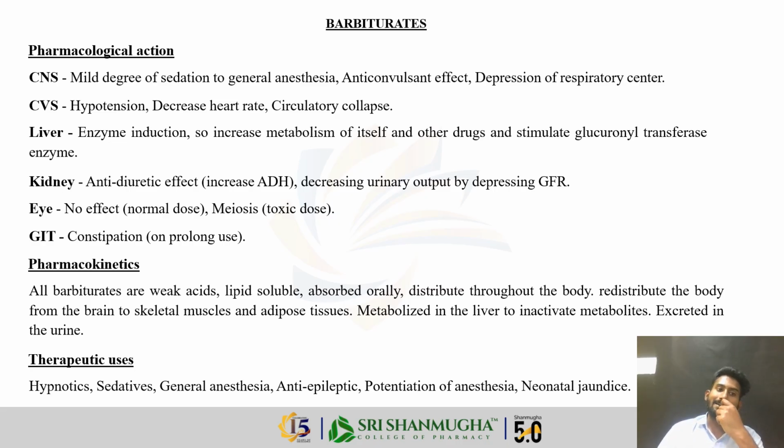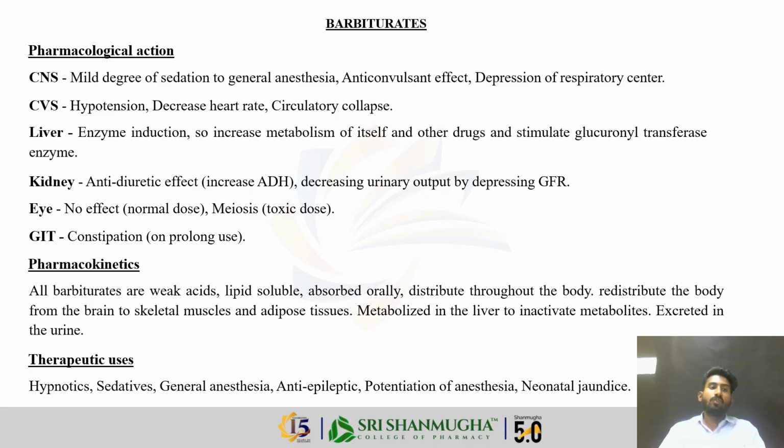Then fourth is the kidney. In the kidney, the barbiturates can produce an antidiuretic effect by increasing the ADH, antidiuretic hormone, which decreases urinary output by decreasing the glomerular filtration rate. And then the eye: there is no effect at the normal dose. At a toxic dose, they produce a miosis effect. Then in the GIT, the barbiturates can produce constipation on prolonged use.